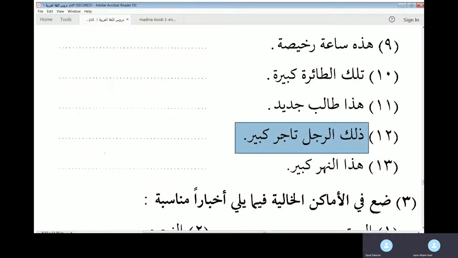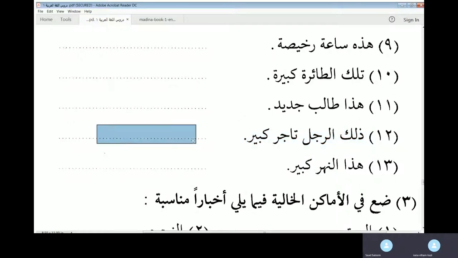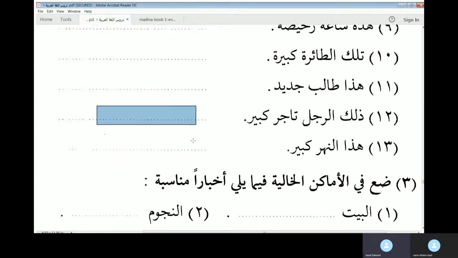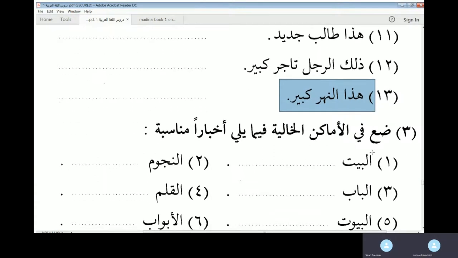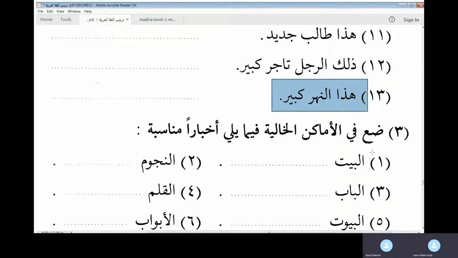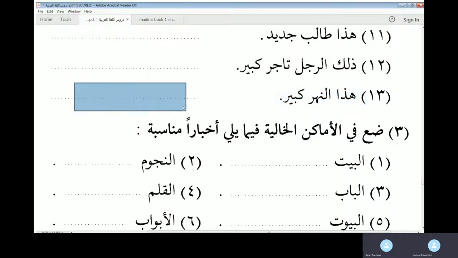Dhalikar rajulu tajirun kabirun. That man is a big merchant. Ulaika rijalu tujjarun kibarun. Those men are big merchants. Hadhan naharu kabirun. This is a big river. Plural is hadhihil anharu.